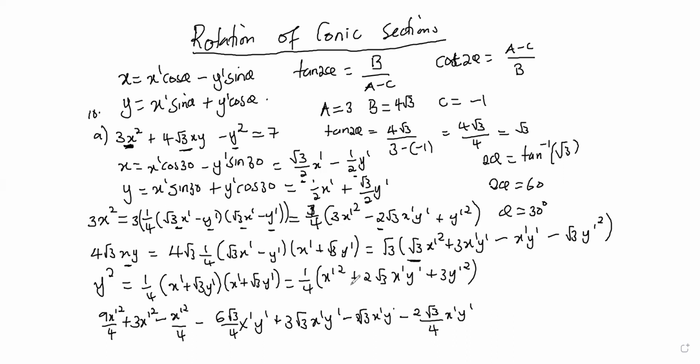And then the y's, so we have plus 3 over 4 y prime squared, and then minus root 3 by root 3, it will be 3y prime squared, and then minus 3y prime squared over 4 equal to 7. Yeah, like that.